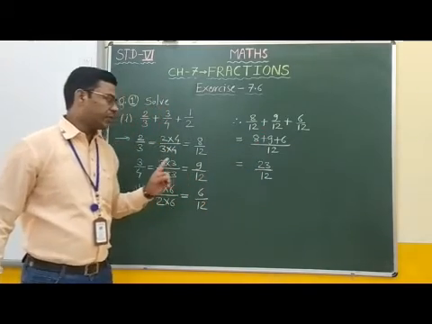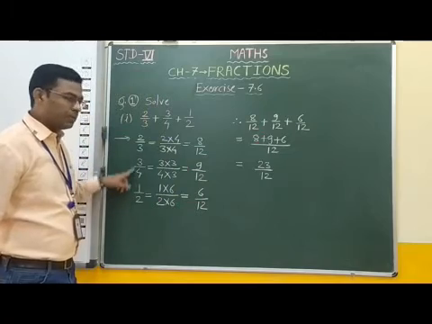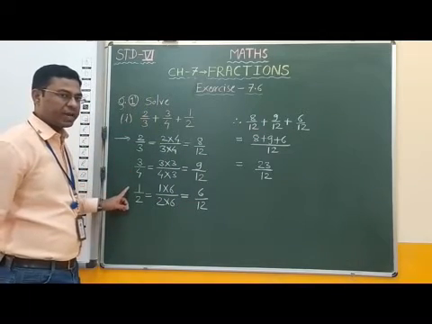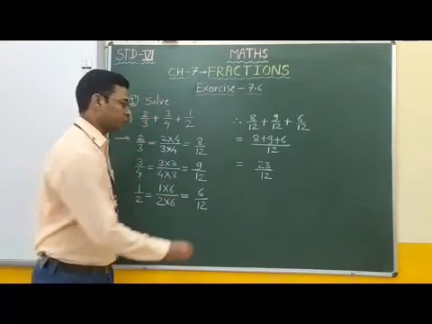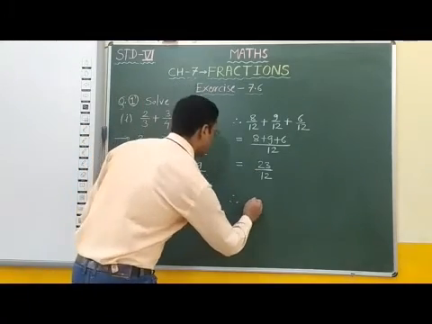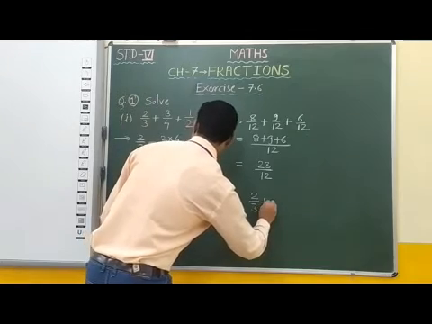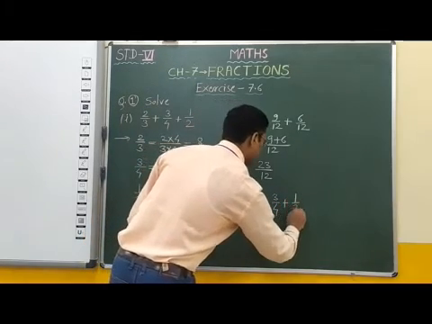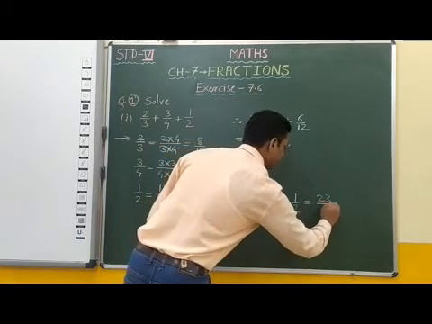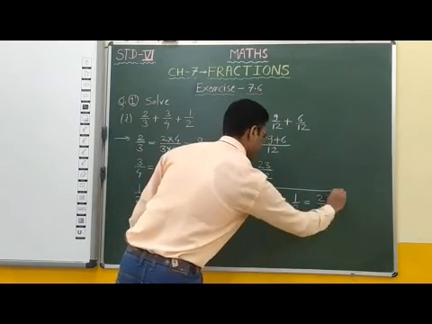Therefore students, we can say that here addition of these three unlike fractions is also 23 by 12. Therefore, students, we can write here 2 by 3 plus 3 by 4 plus 1 by 2 is equal to 23 by 12.